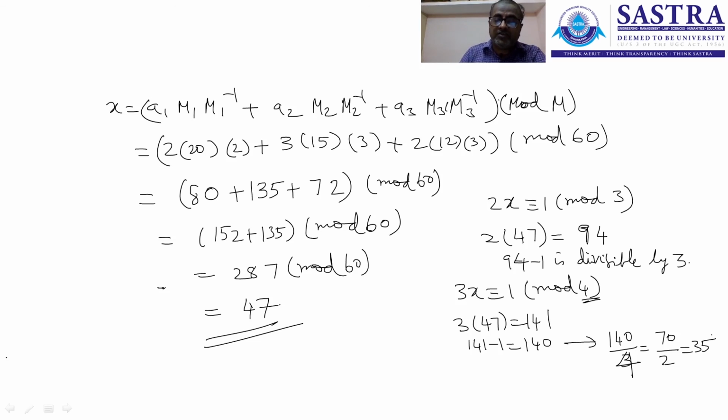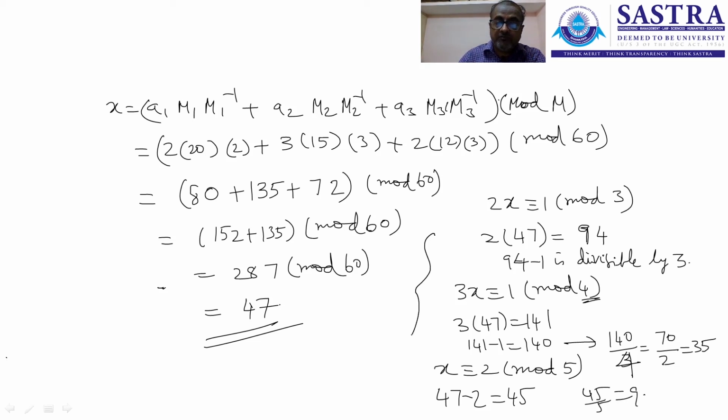Of course, you will have the answer. This is just for our verification purpose that we are doing here. Now the third equation was x is congruent to 2 mod 5. That one is simple. So 47 minus 2 is 45 and 45 by 5 is 9. So you have these three equations. In this case, if the coefficient is greater than 1, you have to reduce it to an equation where the coefficient of x is 1 and then use the usual process and try to solve it.